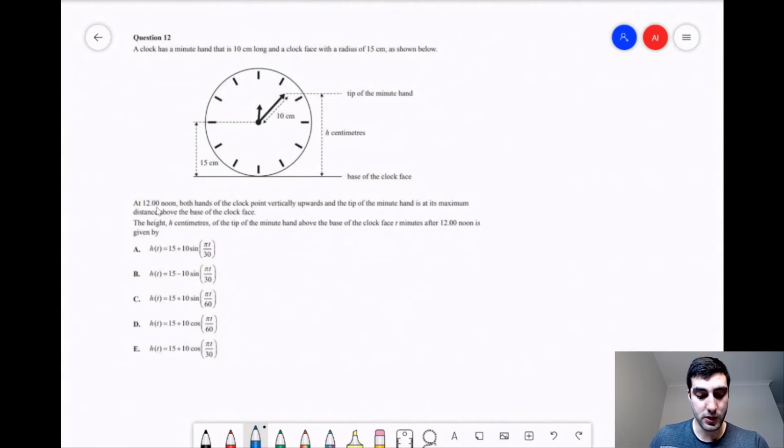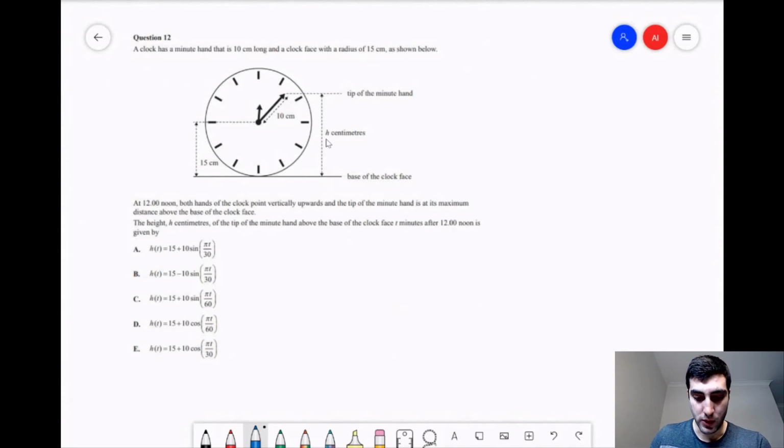At 12 o'clock noon, both hands of the clock point vertically upwards, and the tip of the minute hand is at its maximum distance above the base of the clock face. The height h centimeters of the tip of the minute hand above the base of the clock face t minutes after 12 noon is given by.